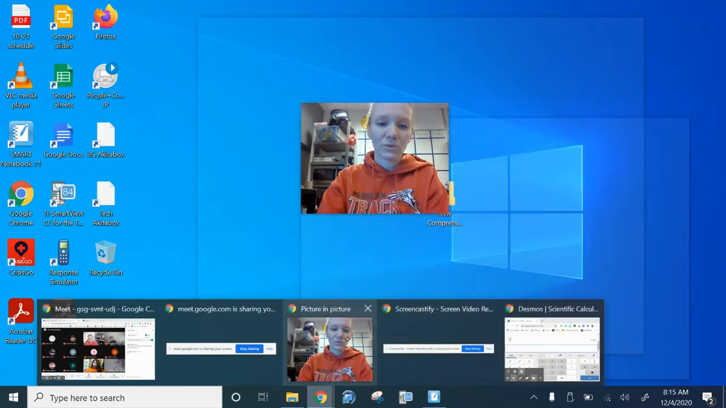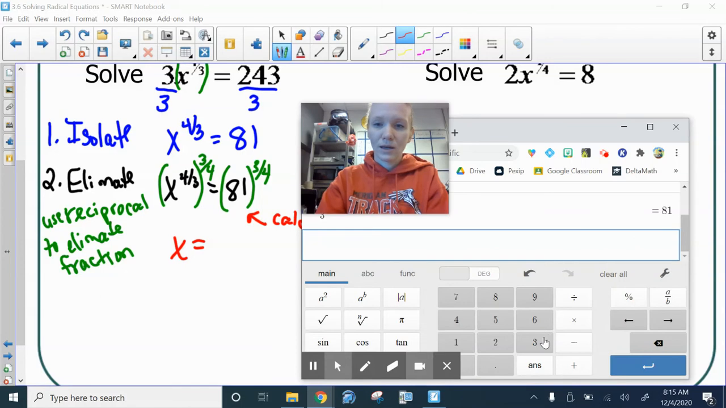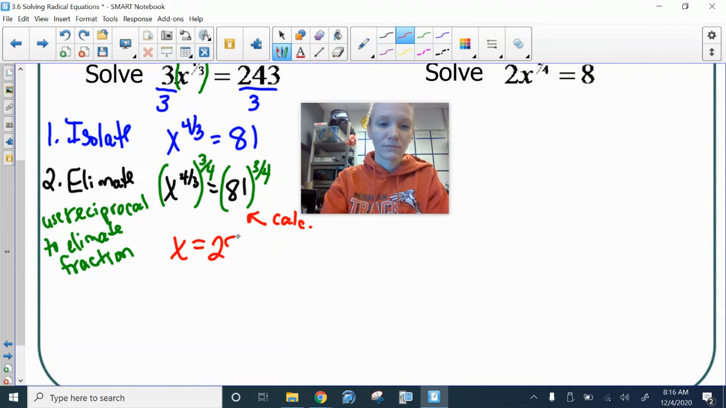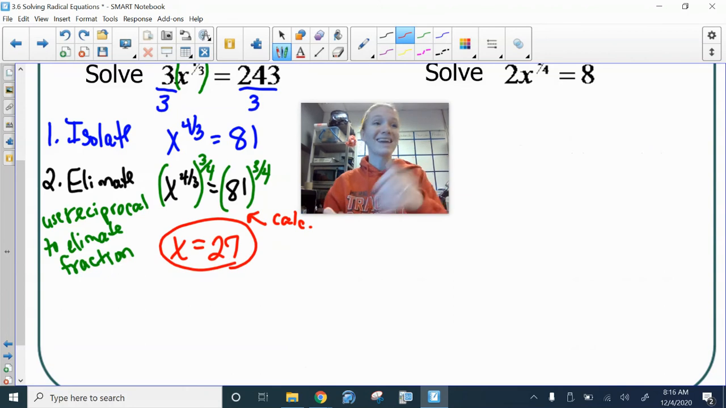So 81 raised to the 3/4 power. 81 raised to, so that's my AB button, 3/4, so 3 divided by 4. And boom, I get this nice little answer of 27. I can't say they're always going to be whole numbers, but we try to give you as much as possible a whole number so that it isn't as scary looking.